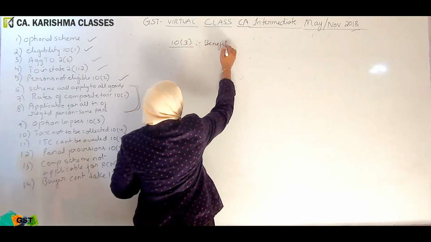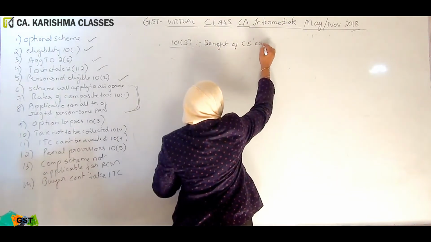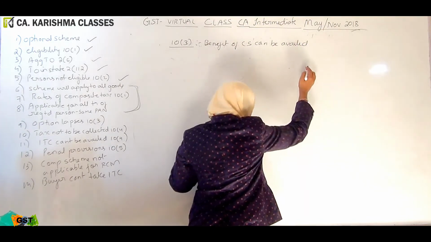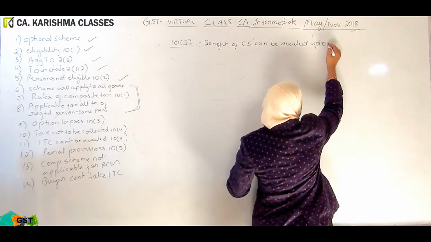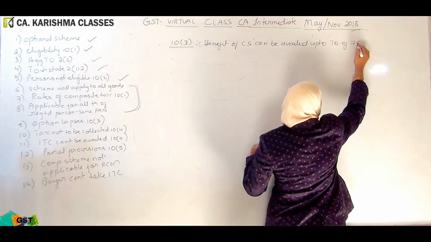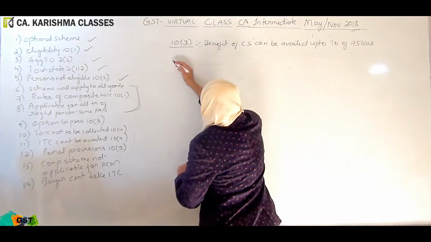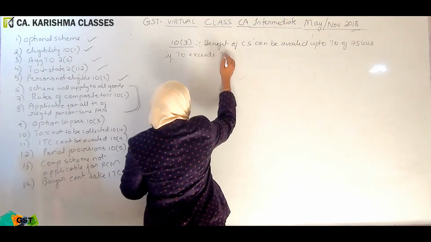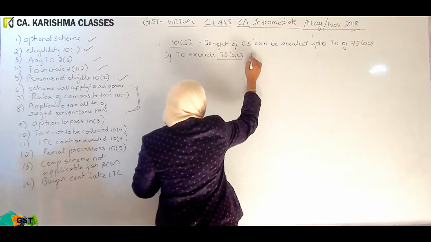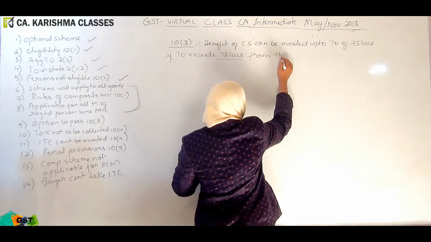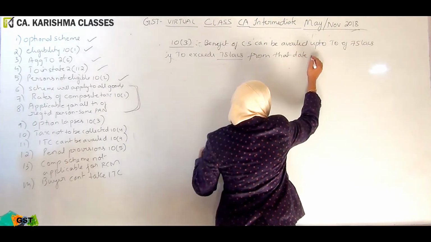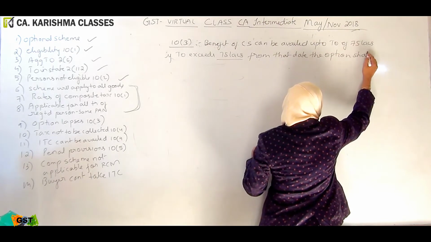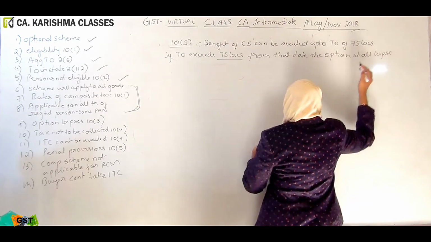benefit of composition scheme can be availed up to the turnover of 75 lakhs. If turnover exceeds 75 lakhs, from that date the option shall lapse. You have to remember this point.